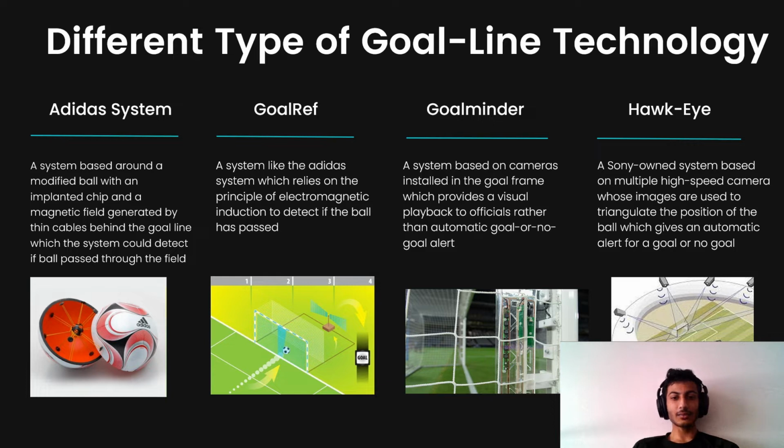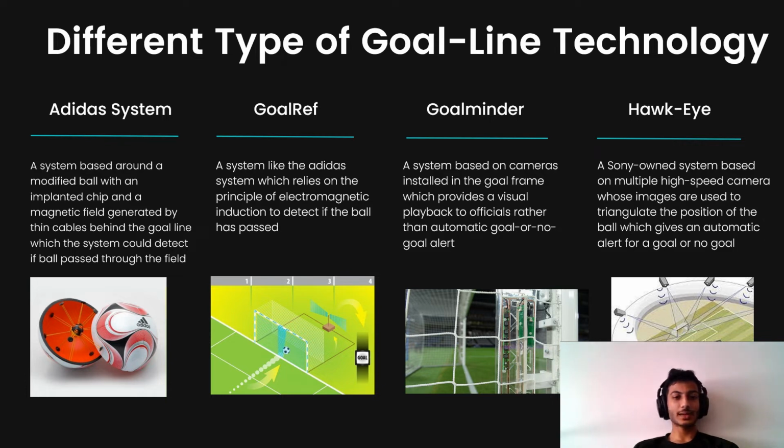The second system, GoalRef, which was better than the Adidas system and was hence shortlisted, used a similar concept to Adidas, which used the principle of electromagnetic induction to detect if the ball had passed the goal line, and immediately inform the referee. The third system was Goalminder.